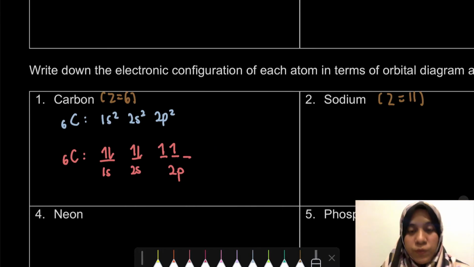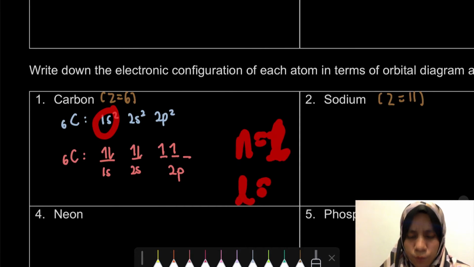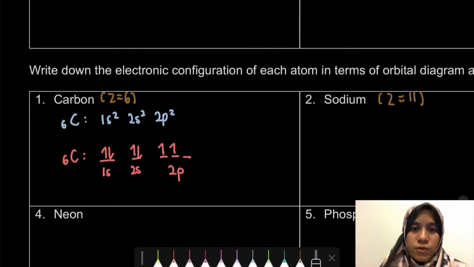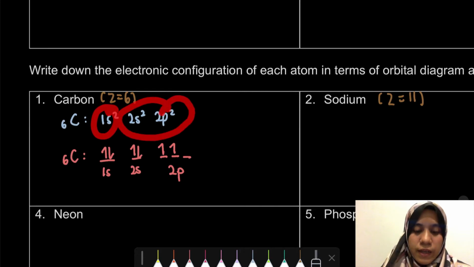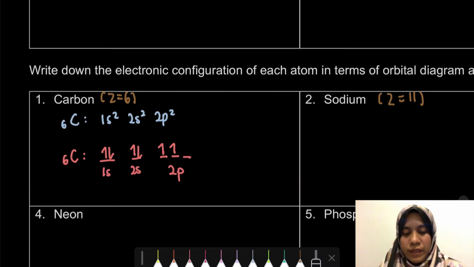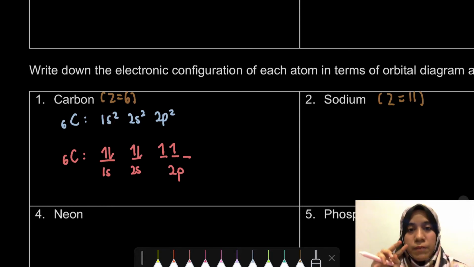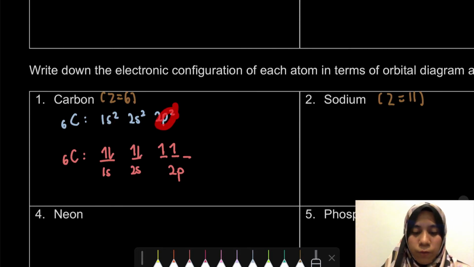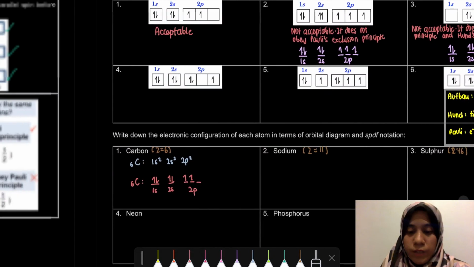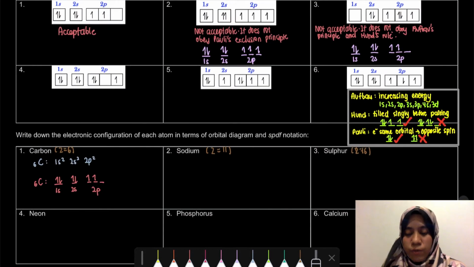So that is it. Remember, it is 1s because when n equals 1, l equals 0 only, so there's no more. So it is 1s. For n equals 2, it only goes up to 2p, because l could only be 0 and 1. Then remember the s orbital has a maximum of 2 electrons, p has a maximum of 6, and d orbital has a maximum of 10. If you are unsure, you can look at the first video again.